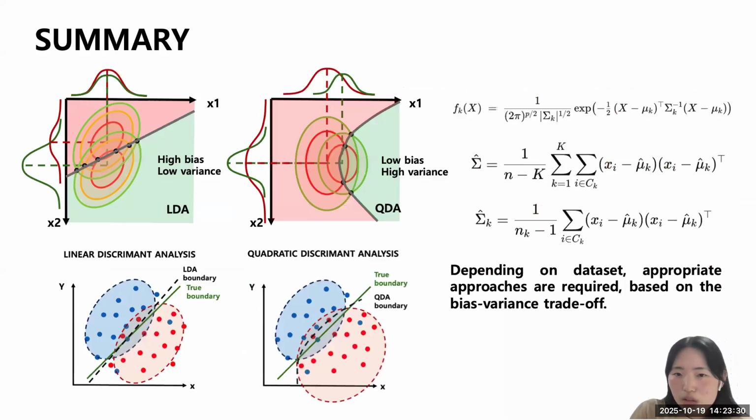To summarize, the linear discriminative model assumes equal covariance and produces a linear boundary, leading to high bias but low variance. But QDA, on the other hand, allows different covariance for each class, giving low bias but high variance. Depending on the data set, whether it's small, noisy, or nonlinear, we need to choose an appropriate model that balances this bias-variance trade-off. This concept also forms the basis for more advanced methods like RDA and convex LDA, which bridge these two extremes.